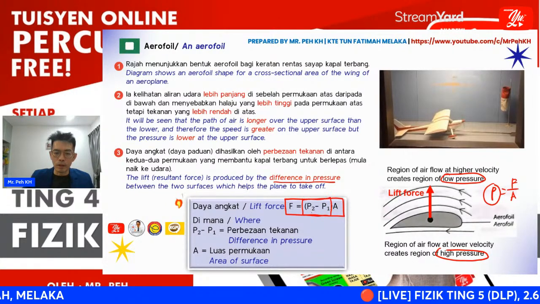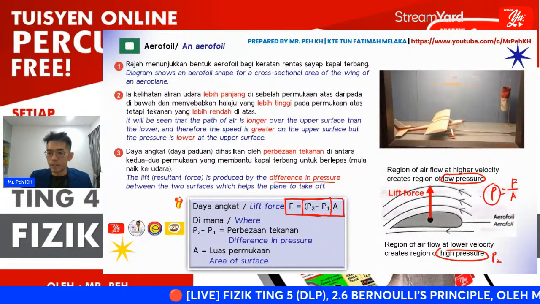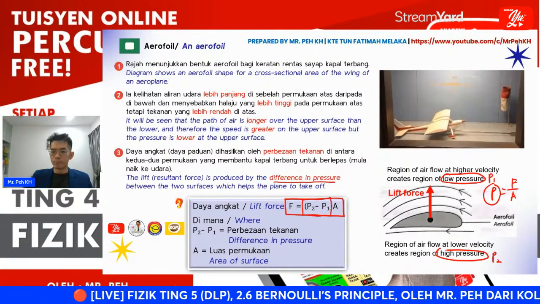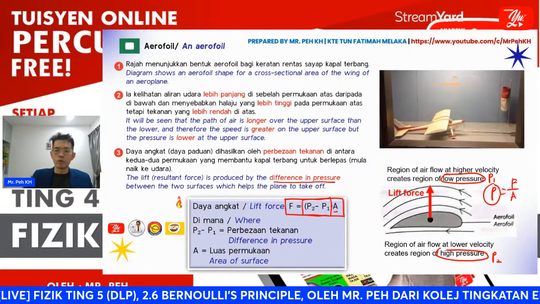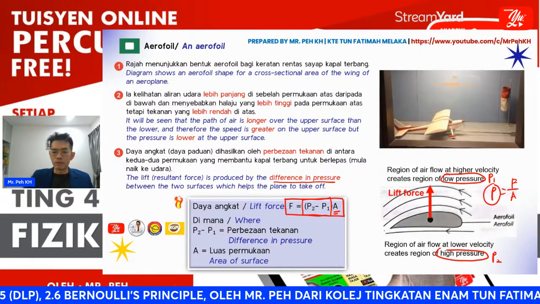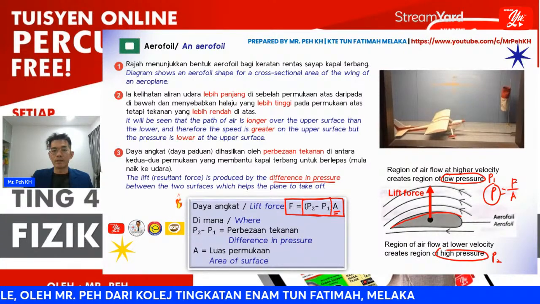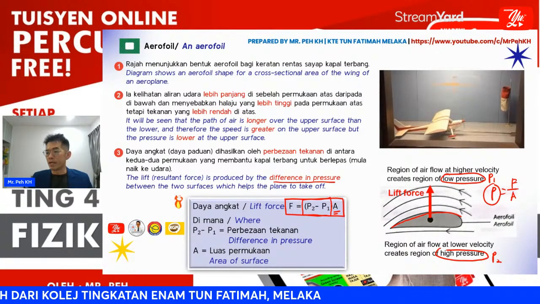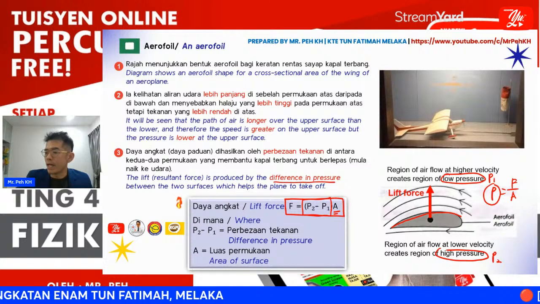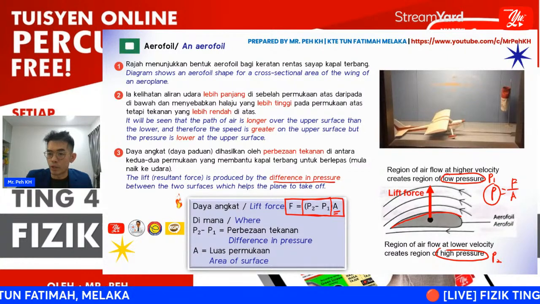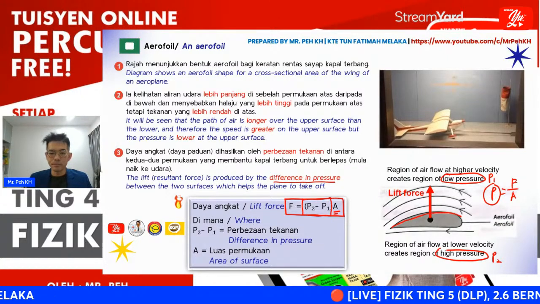So that means you have to find P2 minus P1. P2 will be the highest pressure. P1 will be the lower pressure. Then multiply with the area of the surface, which will be the surface area of the wing. So you may get the lift force, and the calculation will be discussed in the question later on.